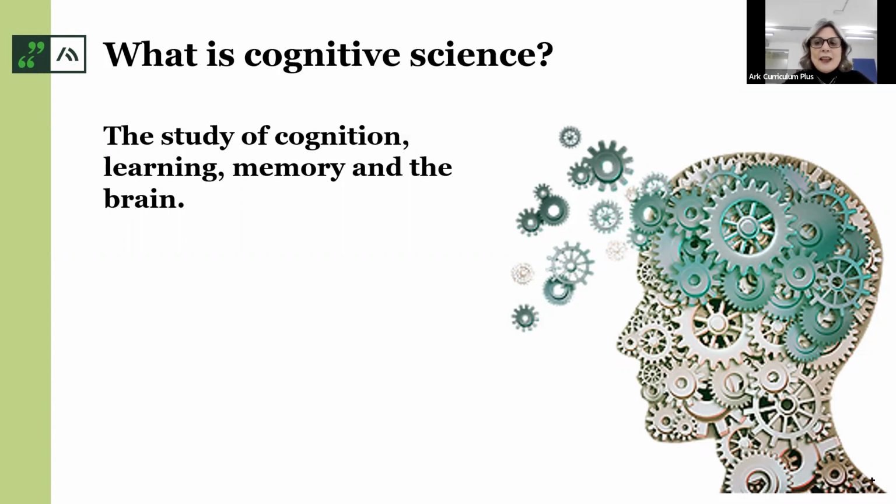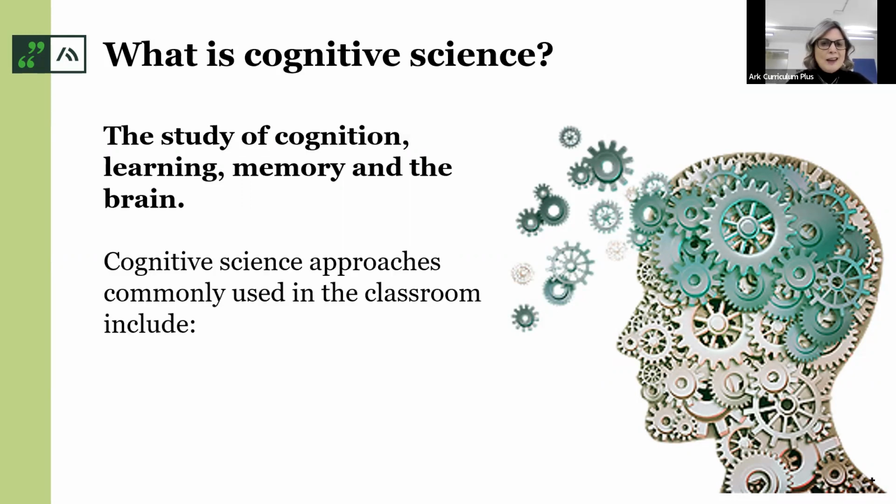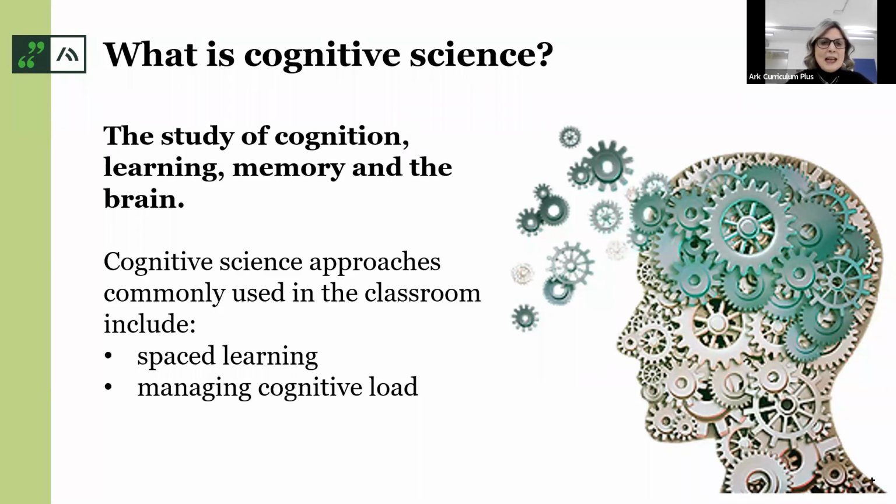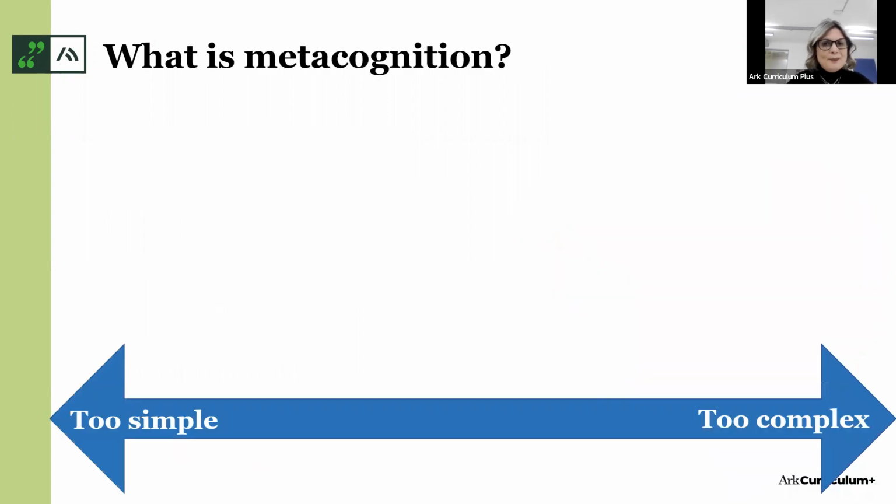Cognitive approaches in the classroom include spaced learning, managing cognitive load, retrieval practice, and dual coding. And you'll no doubt have heard, trialed, or even used some of these in the classroom. In today's session, we're going to explore how metacognitive modelling can be used to help support students in the classroom through our understanding of cognitive science. So what is metacognition?